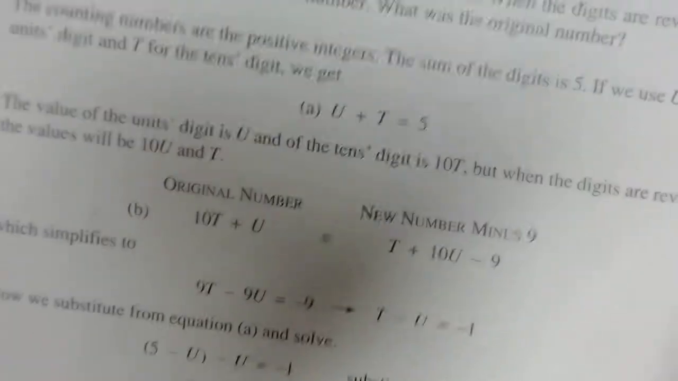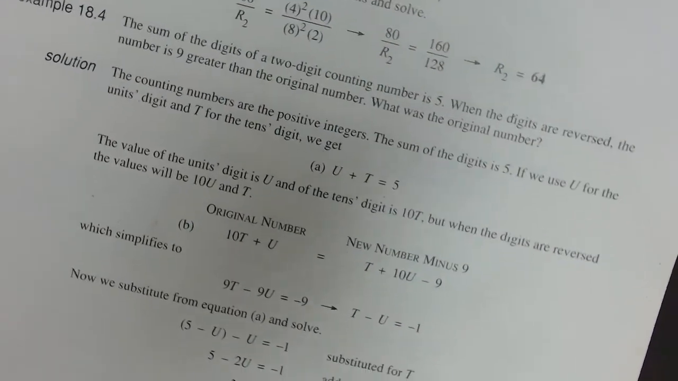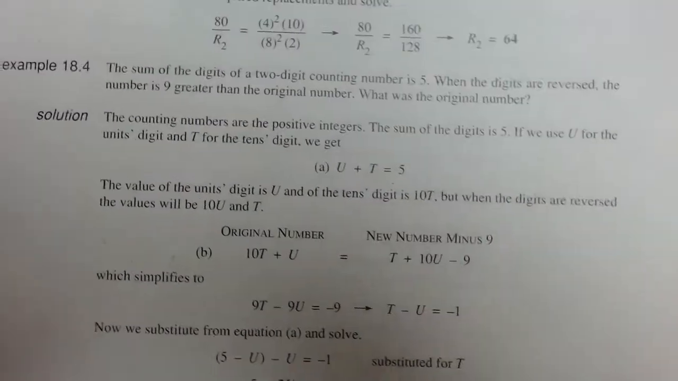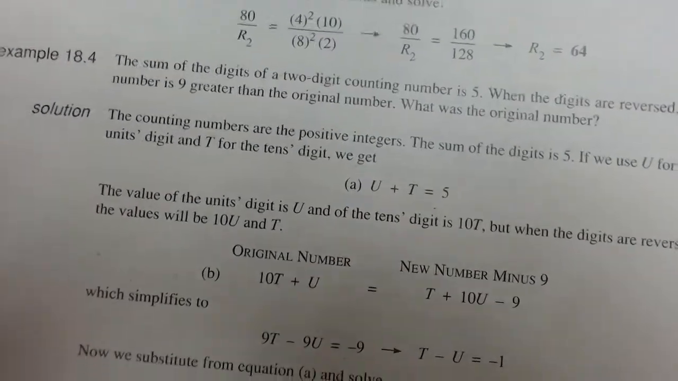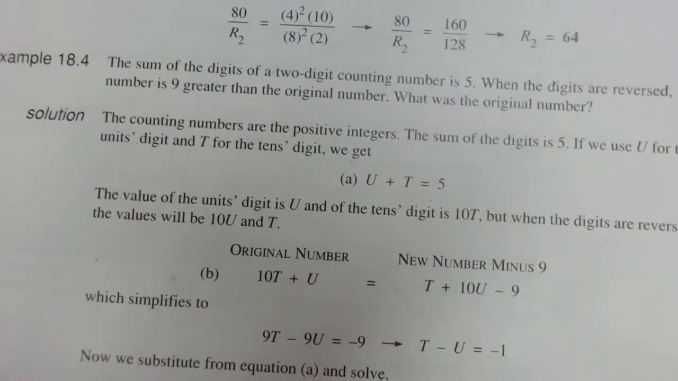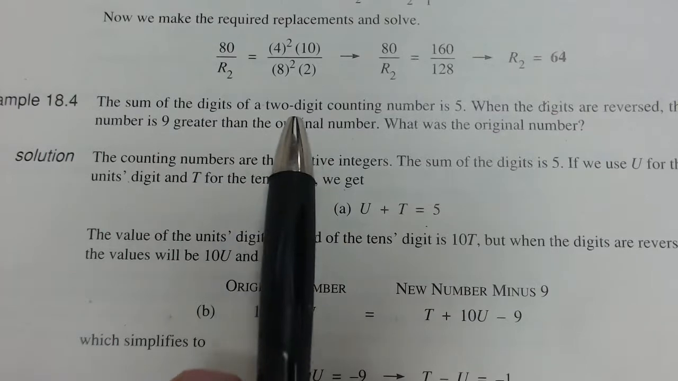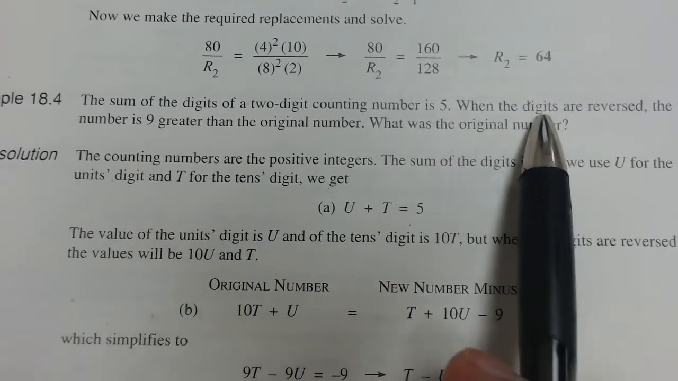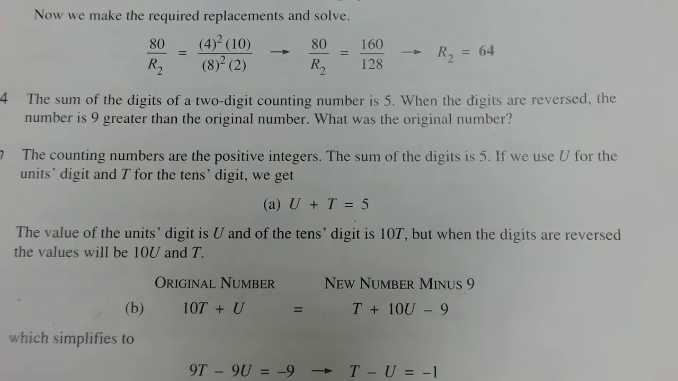So this problem, 18.4. Let's get our zoom right. They tell us the sum of the digits of a two-digit counting number is 5. When the digits are reversed, the number is 9 greater than the original number. What was the original number?